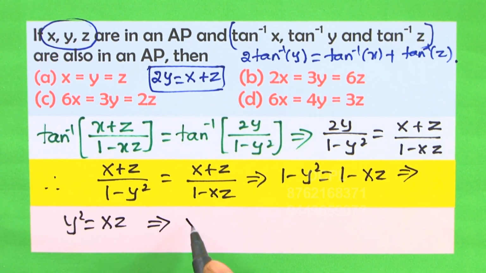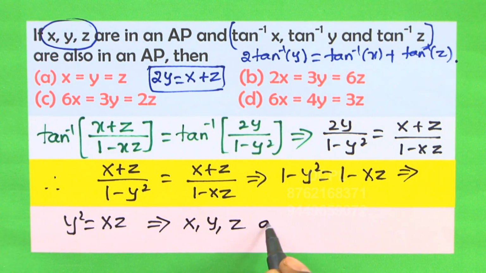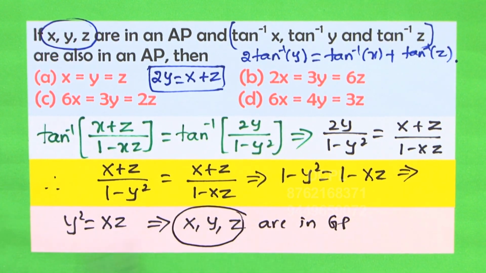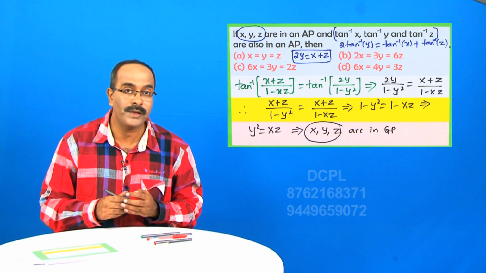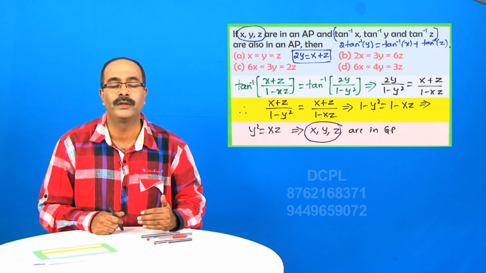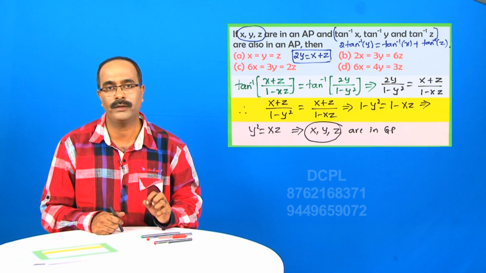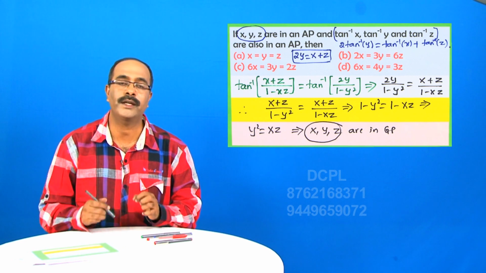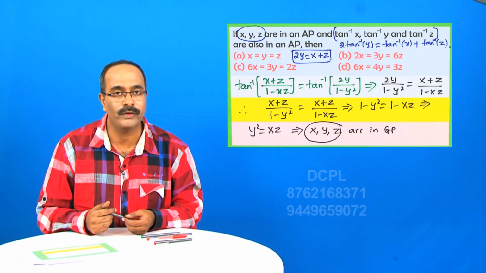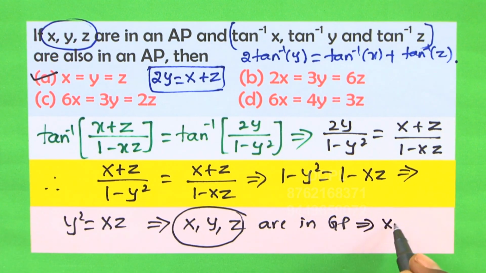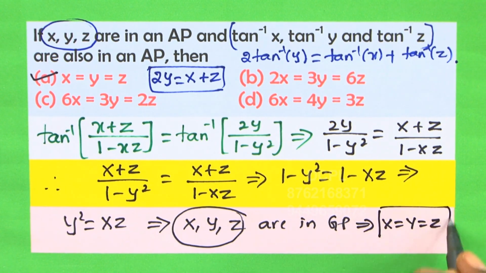This implies x, y, z are in what? GP. See, x, y, z are in GP and x, y, z are in AP also. The three numbers will be in GP as well as in AP if and only if the numbers are equal. Therefore, that clearly says x, y, z are equal to each other. So x is equal to y is equal to z. Option A is correct.